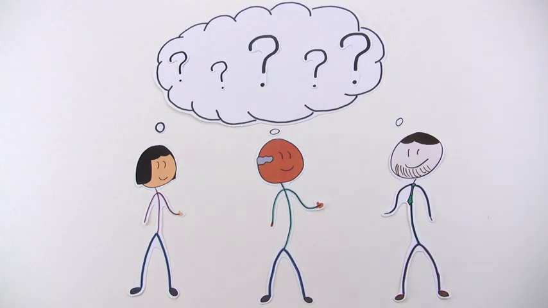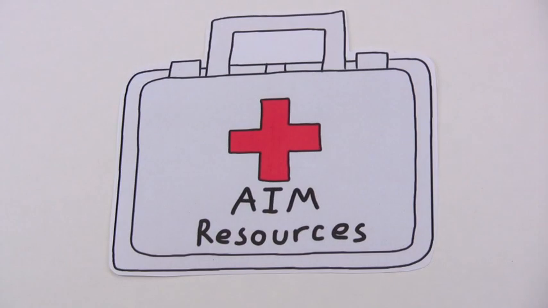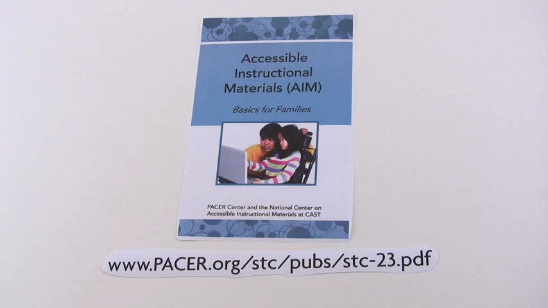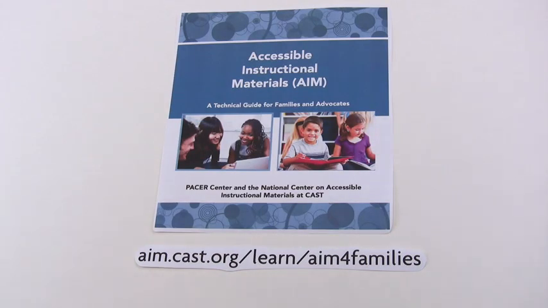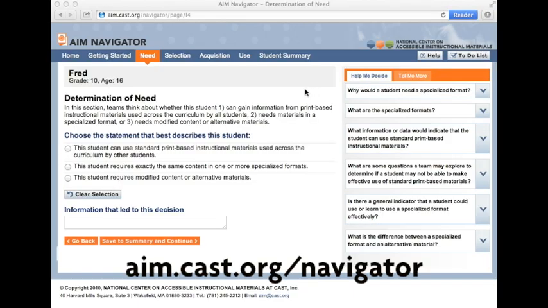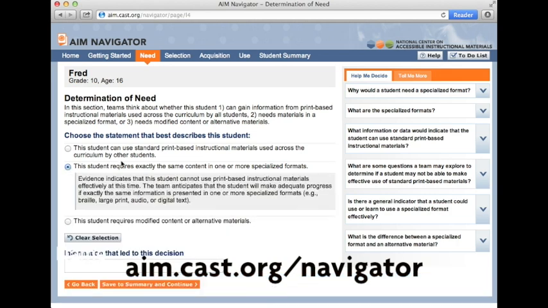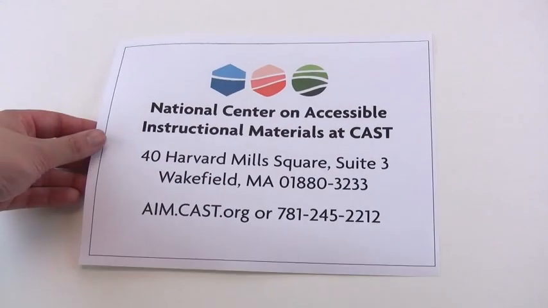So now you know a little more about accessible instructional materials, but you may have some specific questions about AIM. There are many resources available to help you learn more. These include Accessible Instructional Materials, AIM, Basics for Families. Accessible Instructional Materials, AIM, a technical guide for families and advocates. The AIM Navigator, a free online tool to help teams make decisions about a student's need for AIM and how to meet that need, and many more.